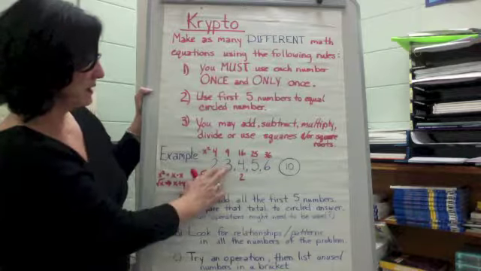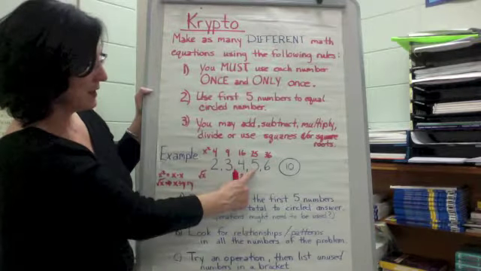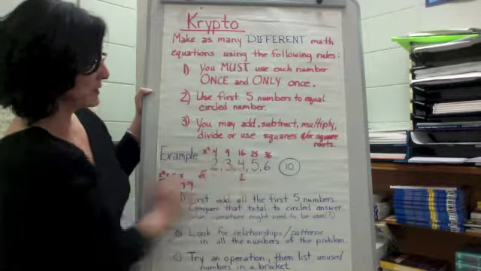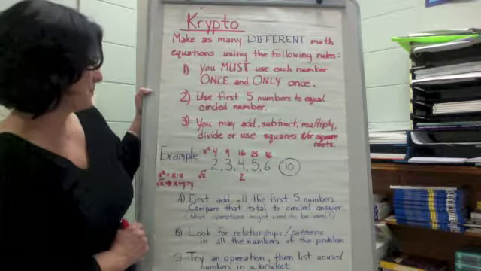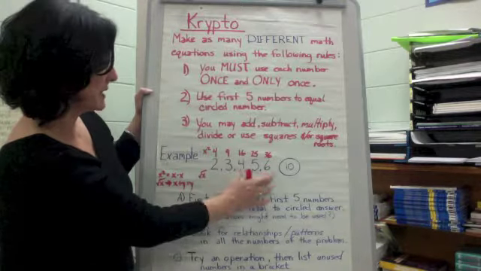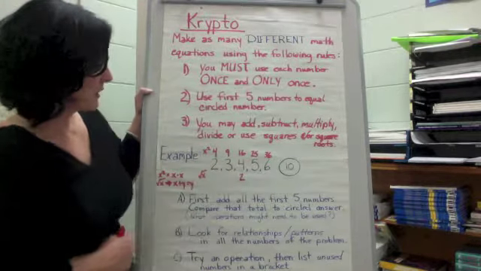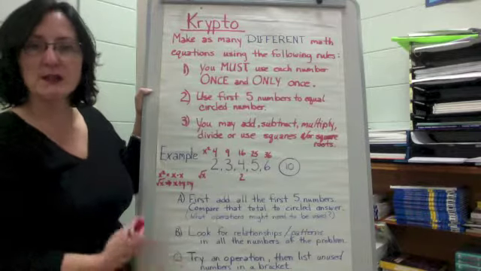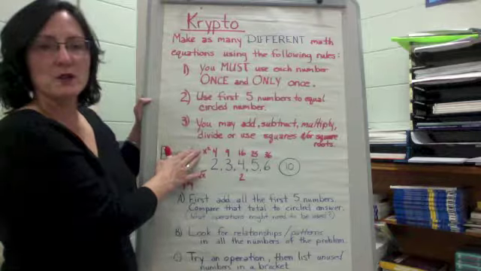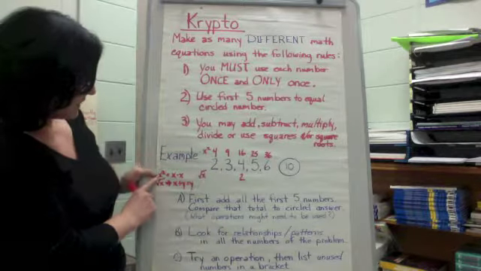I also might ask them, what other relationships do you see? If you add 2 and 3, you would get 5. If you multiply 2 and 3, you get 6. And 2 plus 4 is 6. 6 minus 4, a variety of relationships. And I have the kids kind of pull out those relationships.